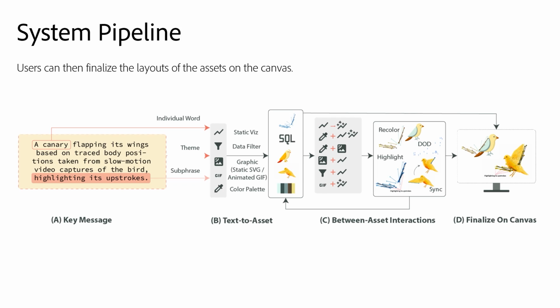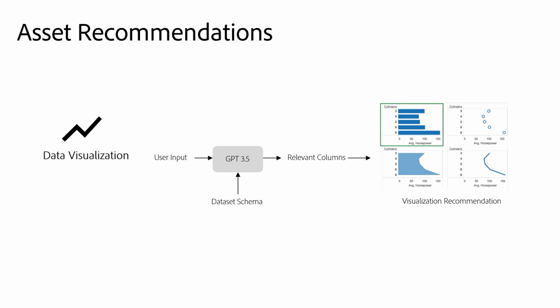So that was a brief overview, and now I'll be going a bit more into depth about how each asset is generated. For visualizations, we pass the selected user input with the schema containing meta information of the dataset into GPT 3.5 and ask it to return relevant columns related to the message. These columns are used to produce multiple chart variations, constrained on the chart type of each column.